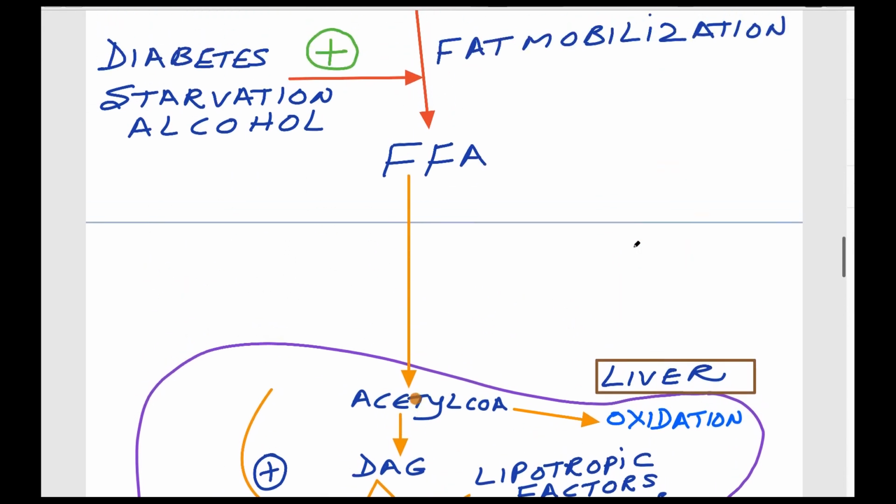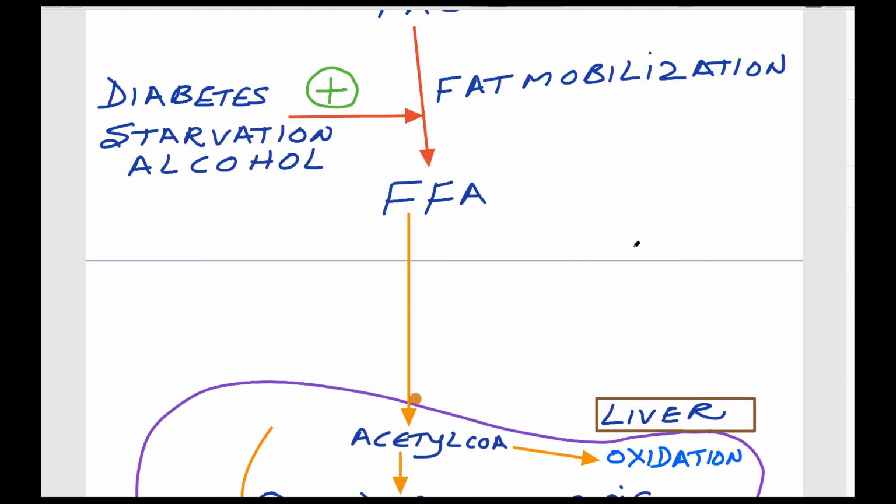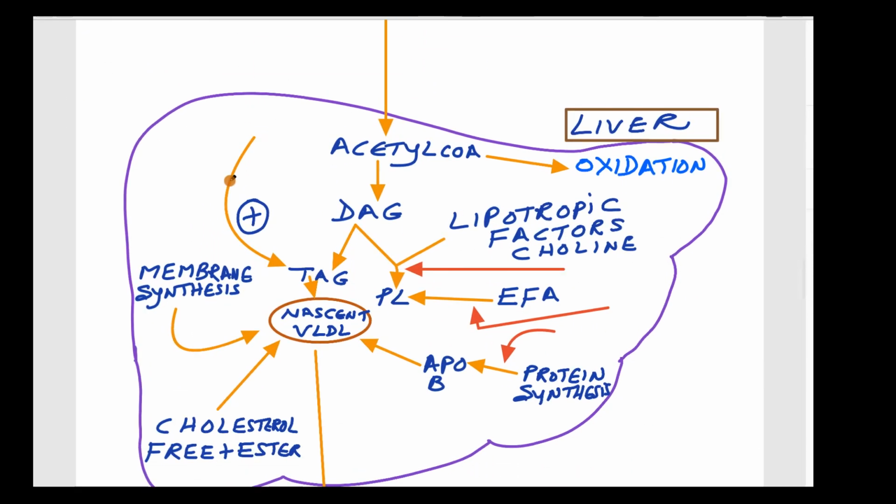Why does fatty liver develop? Let us see here. There will be a high amount of fat mobilization, especially in cases of diabetes, starvation and alcoholics. That is one aspect. The second one is a block in acetyl coenzyme A oxidation. That is another aspect. Also, a high fat diet contributes to the synthesis of more and more triacylglycerol. That is another aspect.